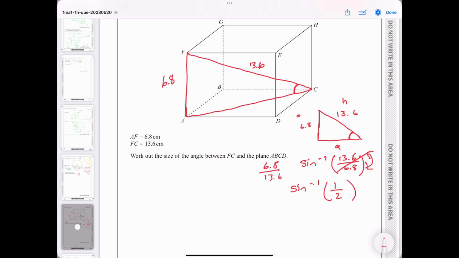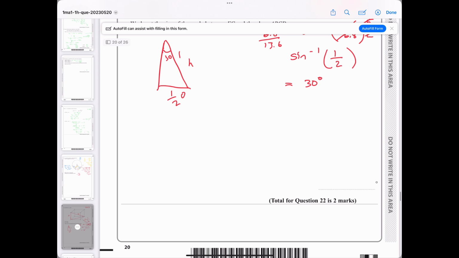And we know that sine to the minus 1 of a half is going to be in that little triangle. This is 30, this is 1, that's a half. So that's opposite, that's hypotenuse. It's half over that, which equals 30 degrees. So that means the angle there is 30. Sorry for slightly messing that up, but there you go.